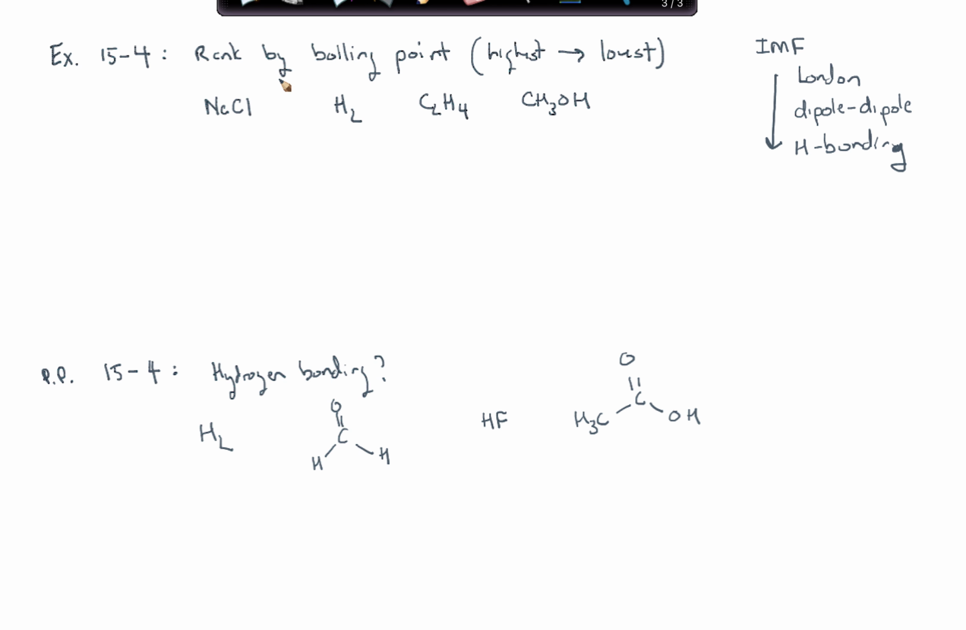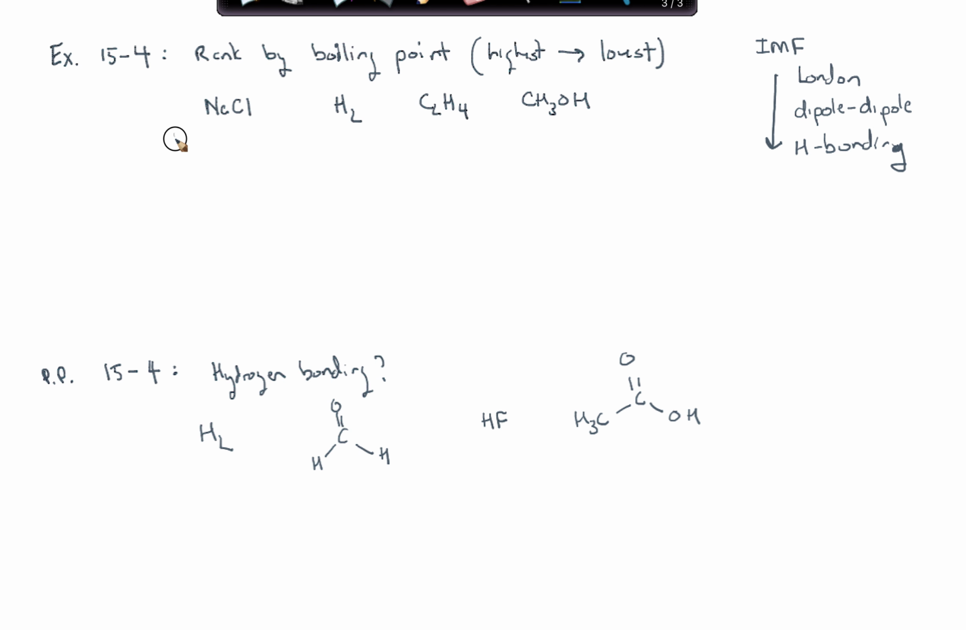So this first question says we want to rank the following substances by boiling point. Sorry, this is an I, not an L, so that's boiling point. And we want to go from highest to lowest. So what we do is we look at each one of these and ask ourselves what kind of forces are present in these things. The first thing we have to do is identify what kinds of molecules we're talking about.